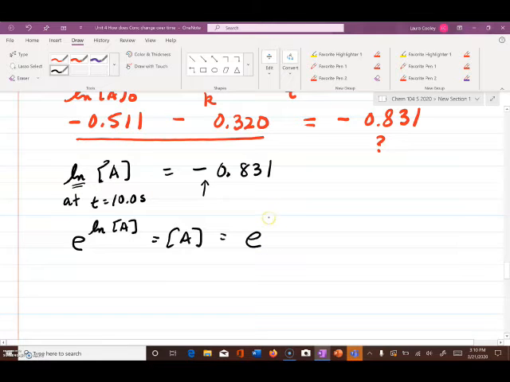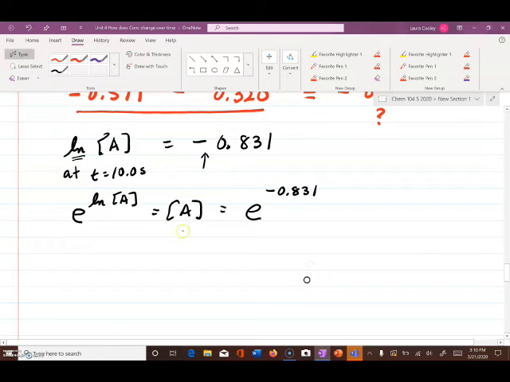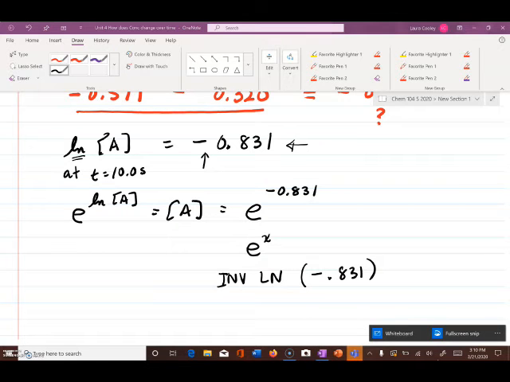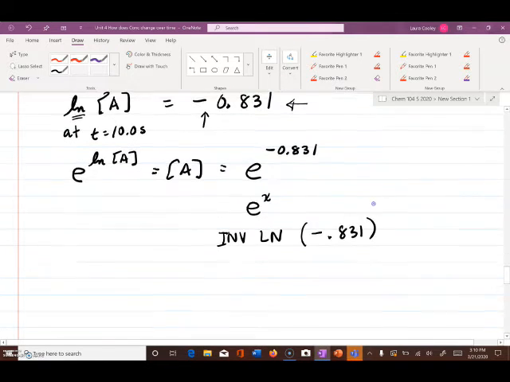So that is E to the minus 0.831. In order to get the concentration, I need to take E to the number I get here. On your calculator, you might have an E to the X button that you'll use, or you might have an inverse natural log. So what you're really trying to do is take the inverse natural log of 0.831, or E to the minus 0.831. Put that in and see if you can get this answer.